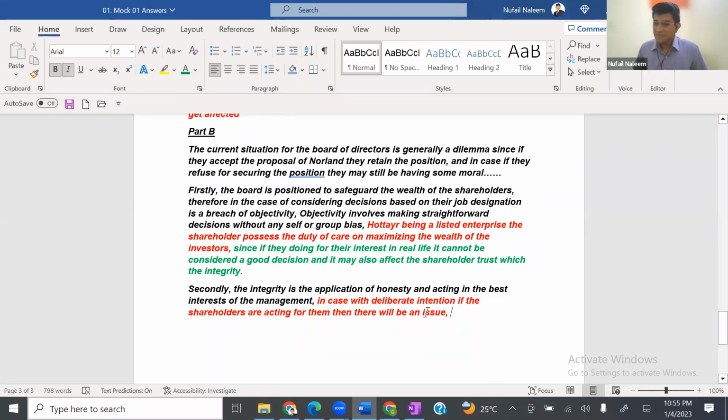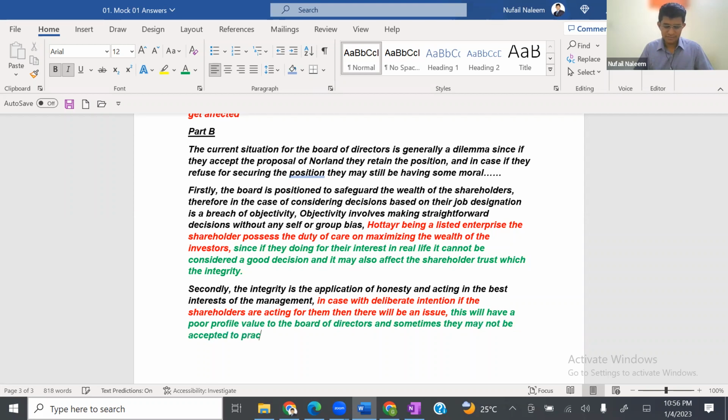So I'm going to move forward with the next sentence, the implication of this. This will have a poor profile value to the board of directors. And sometimes they may not be accepted to practice their profession. Students, are you understanding what I'm saying? They will not be accepted to practice their profession.